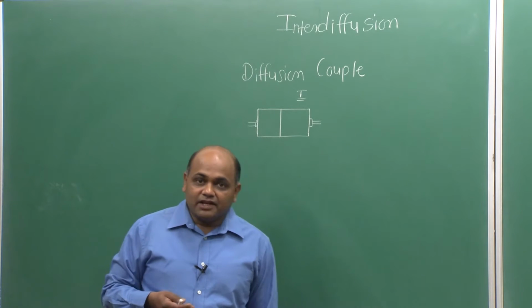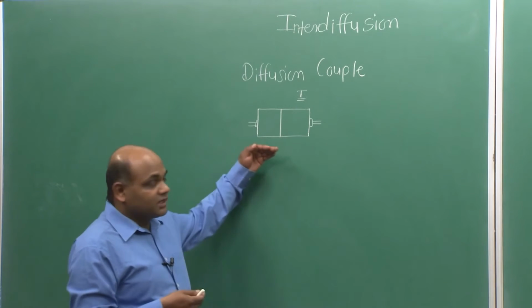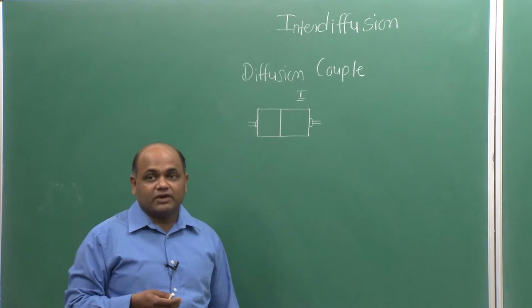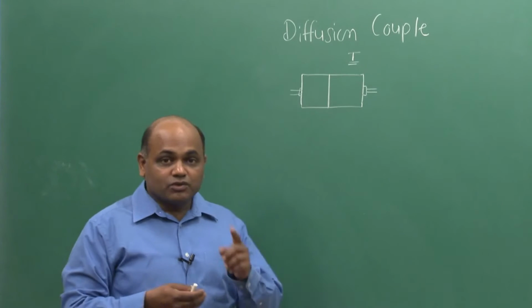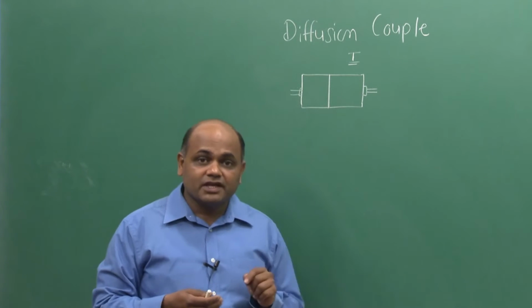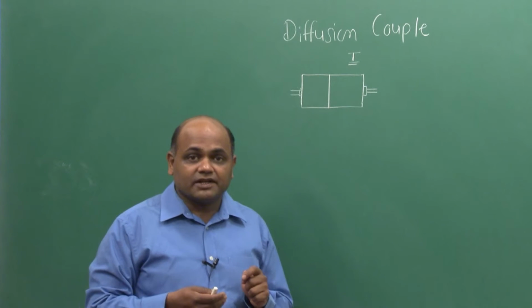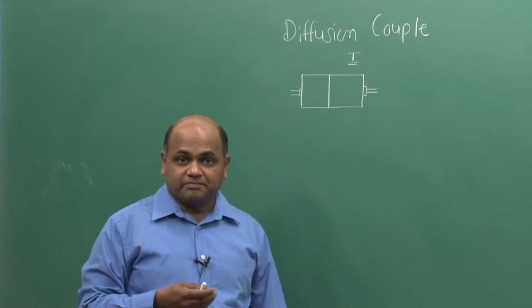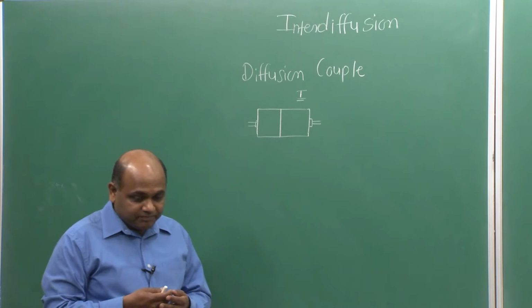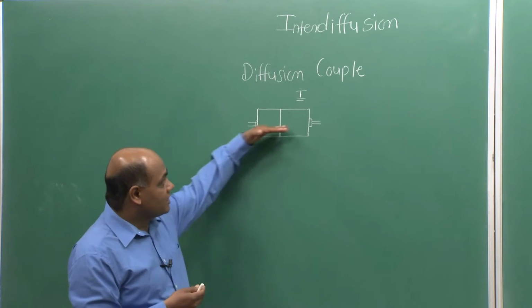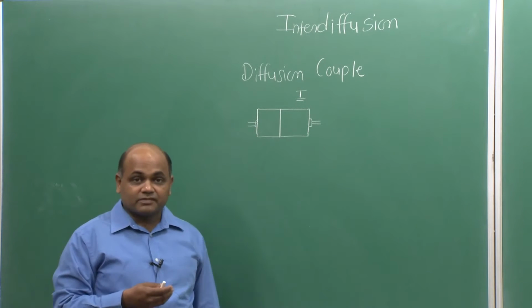At the end of the annealing, the diffusion couple is quenched from the annealing temperature. The quenching is essential in order to retain the concentration profiles and the microstructures that are developed at the desired temperature T. After the quenching, the diffusion couple is cut parallel to the diffusion direction.